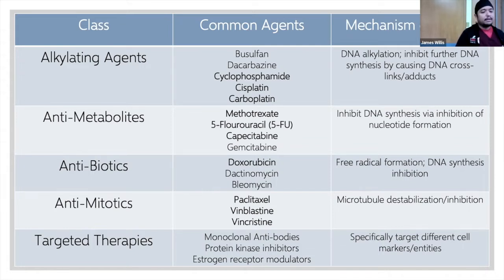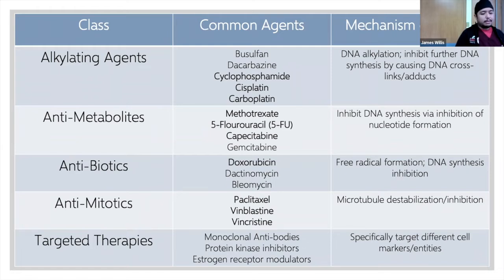Then we have the antibiotics such as doxorubicin, the anthracyclines that they include as well, dactinomycin, bleomycin you might see as well. These work via different mechanisms depending on the exact chemotherapy, but for the most part, they will also focus on inhibiting DNA synthesis, and some of them, like doxorubicin, can also cause free radical formation that can further cause cell death and cell apoptosis.